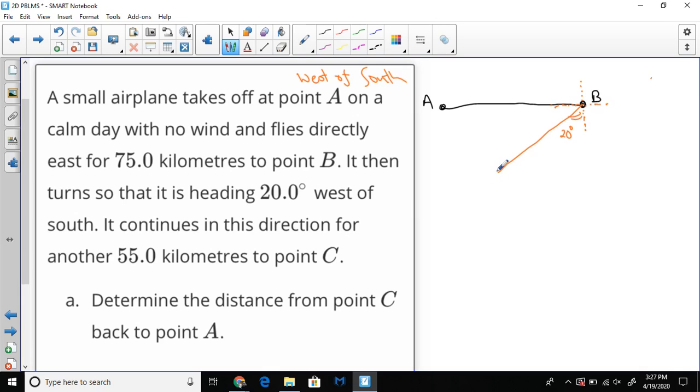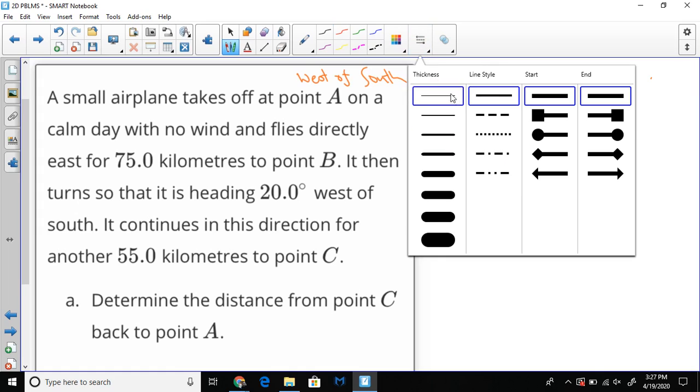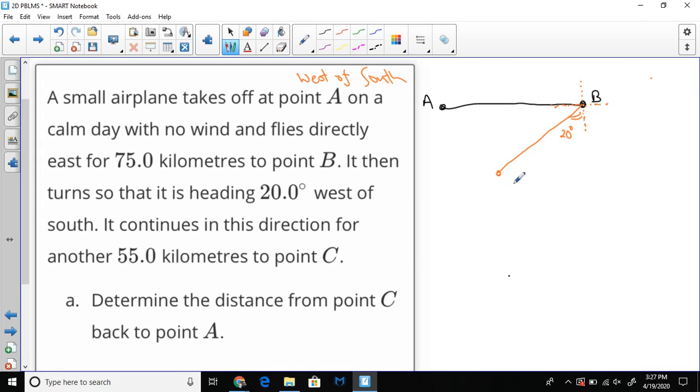And then from there, I go to some point C. Now here I have my triangle. So let's fill in the numbers that I know. From A to B is 75 kilometers. From B to C is 55 kilometers. So now I have my picture.